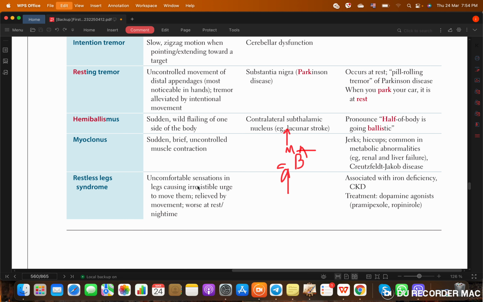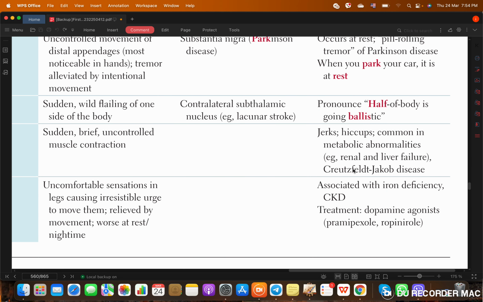It's a sudden, brief, uncontrolled muscle contraction, which happens mostly before sleep and mostly due to metabolic abnormalities, but it can be due to something else. So they write, jerks and hiccups, common in metabolic abnormalities like renal and liver disease. It also can be due to a prion disease, if you remember, Creutzfeldt-Jakob disease. It was a prion disease.